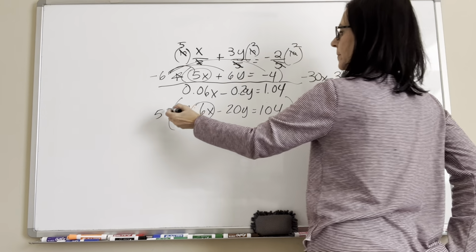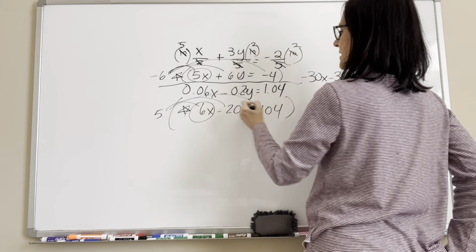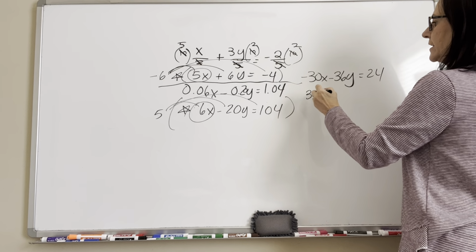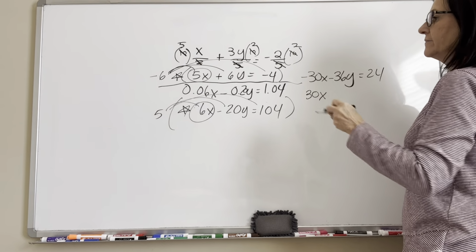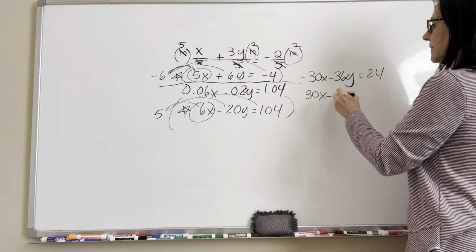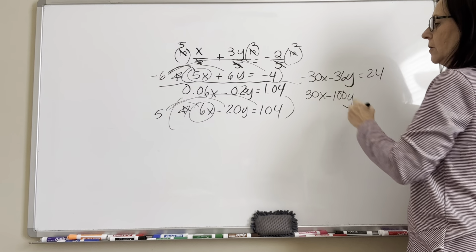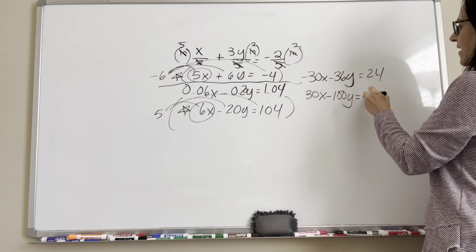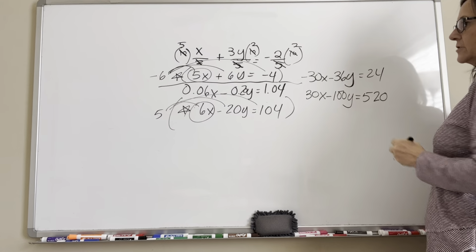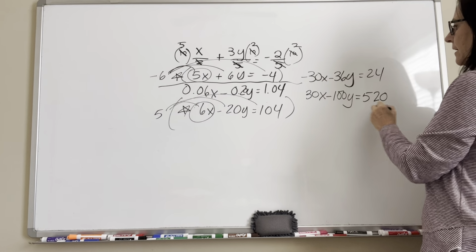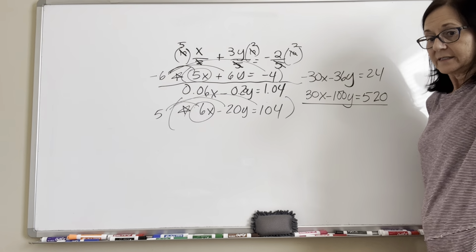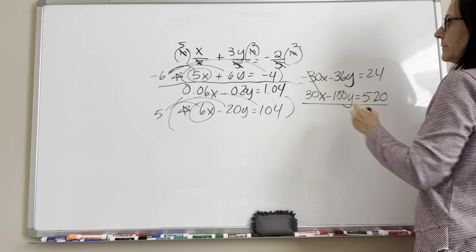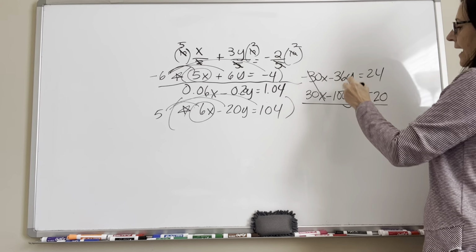Now I'll multiply 5 by every term in this second equation. 5 times 6, that's 30x. 5 times negative 20, that's going to be negative 100y. And 5 times 104 is 520. Now I'm going to eliminate the x's. So my x's eliminate, and I add my y's.